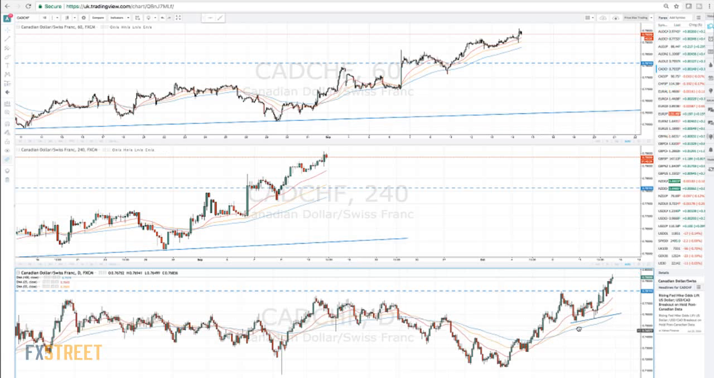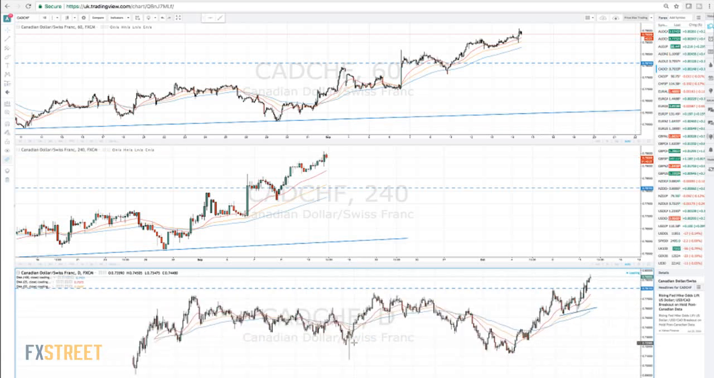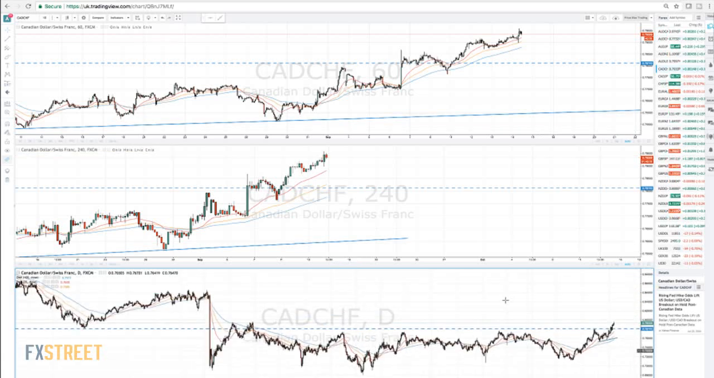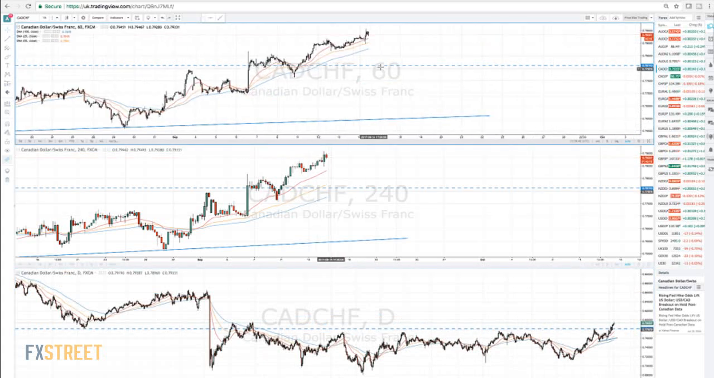The CAD franc is rallying at the moment, so I think we need a pullback here. We've already identified the 78.11, so 0.7811 area as being an area of interest. It's not there yet, so there's no real trade to take yet, but I think if it does get there, this is where we're going to be looking for our reversal.